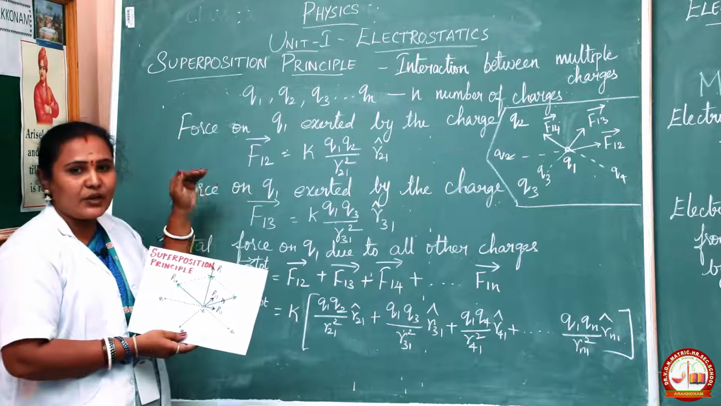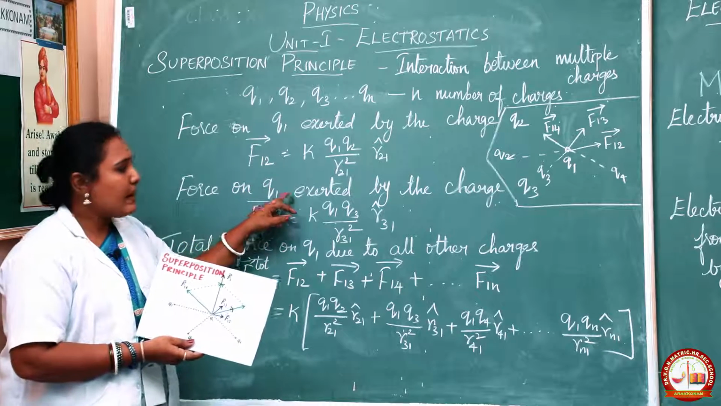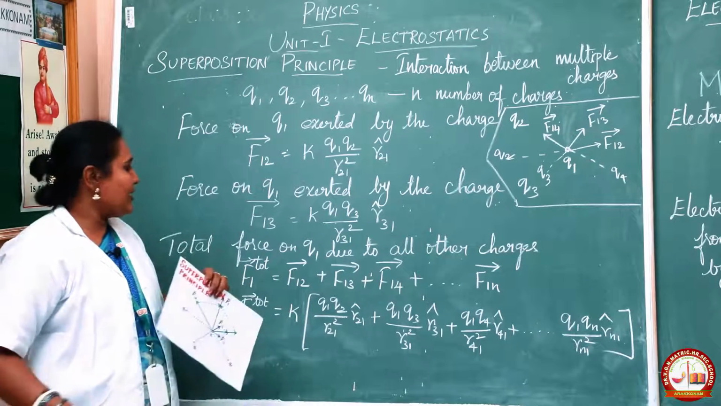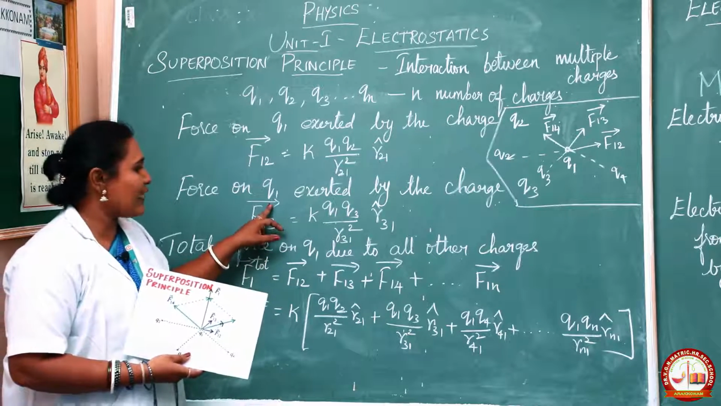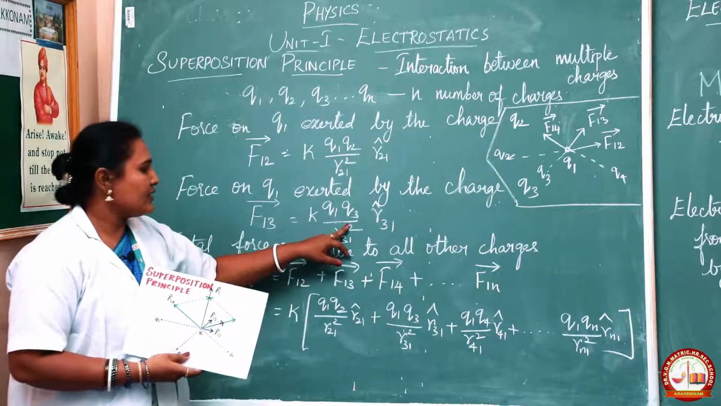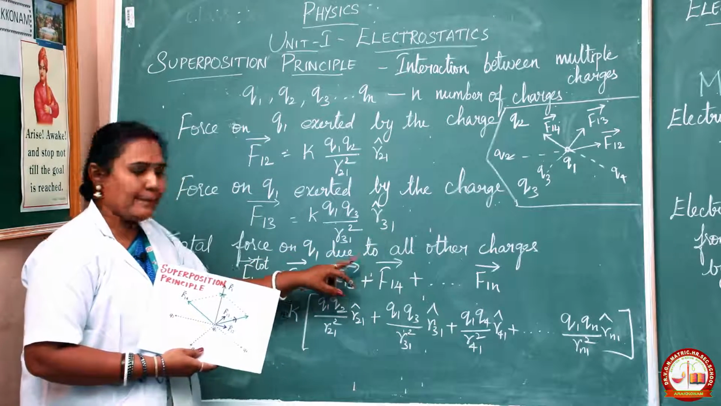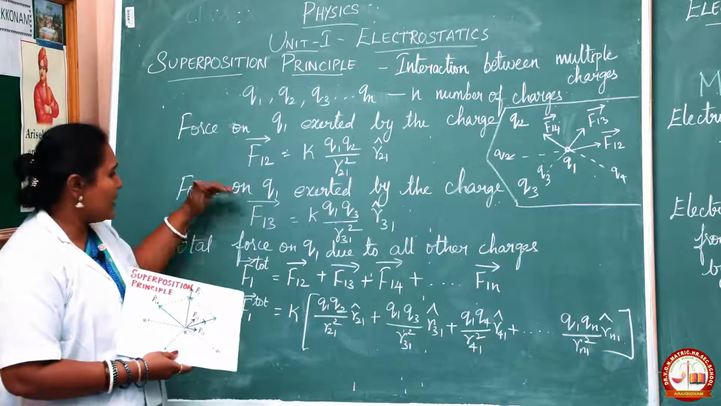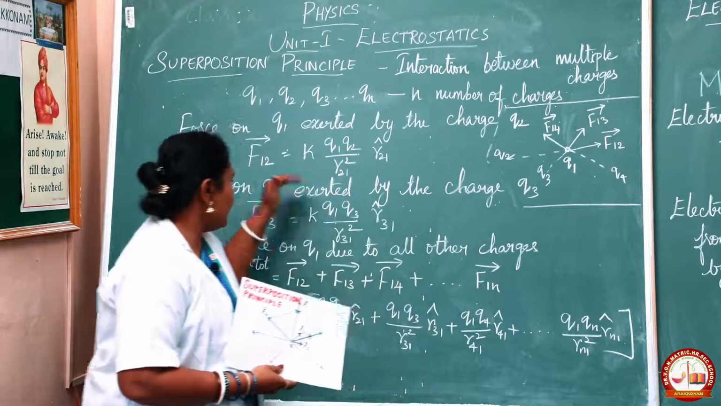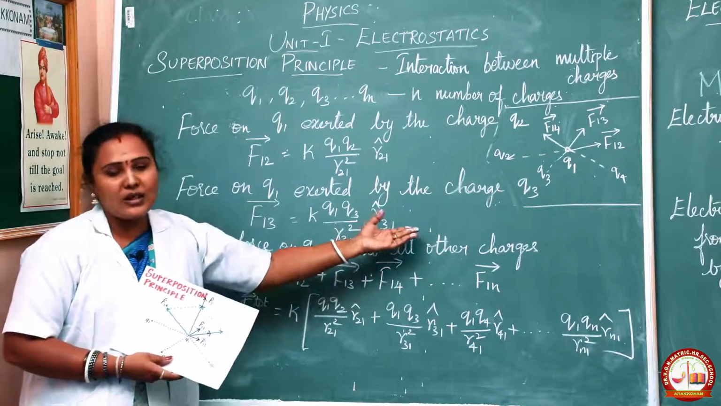The same way we are going to write the force exerted on the charge Q1 by the charge Q3, and that is denoted by the expression F13 vector is equal to K Q1 Q3 divided by R31 square R31 cap. So we have written the two equations here, and we are going to add these two equations, considering the total force on Q1 due to all the charges.